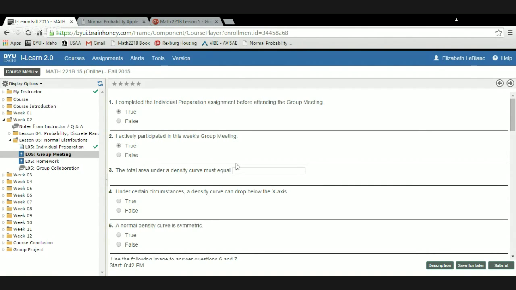All right. So in the reading, it said that the total area under the density curve, which is the curve that goes over the histogram, I'm pretty sure it has to equal 1. I wrote it down. Yeah, it's 1.